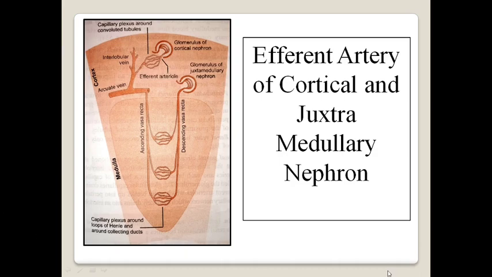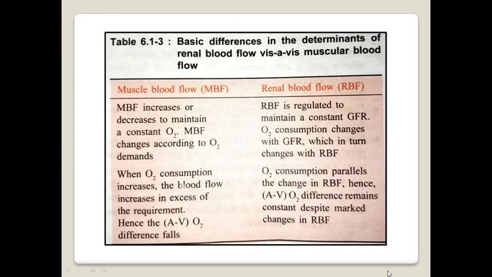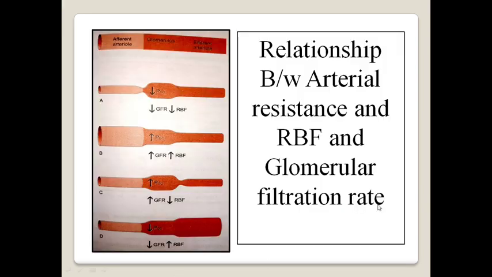Now, how is renal blood flow regulated? So, the relationship between the arterial resistance and renal blood flow and glomerular filtration rate. So, how will this renal blood flow be regulated? This renal blood flow can be regulated by the auto-regulation mechanism. How does this auto-regulation mechanism work?